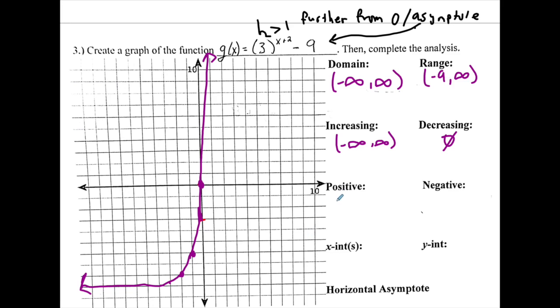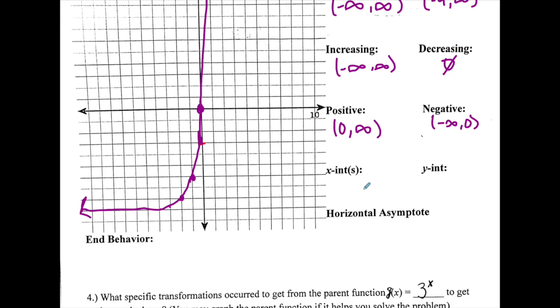Okay, it's positive from 0 to infinity, because (0, 0) is that cutoff point, and it's negative from negative infinity to 0, right? Before 0, it's negative. After 0, it's positive. Okay, x-intercepts. The x-intercept in this case and the y-intercept are the same because they're both (0, 0).